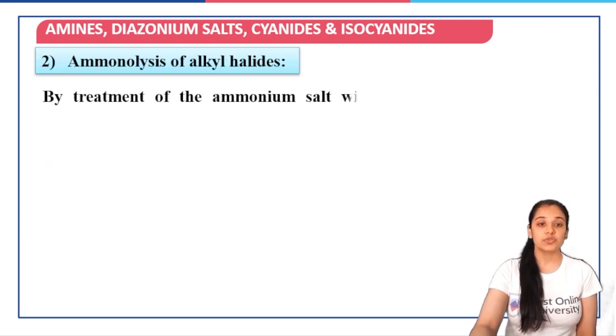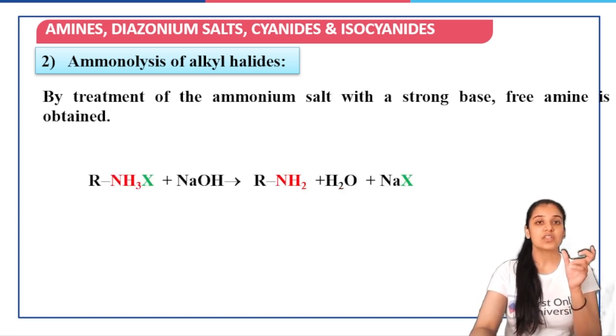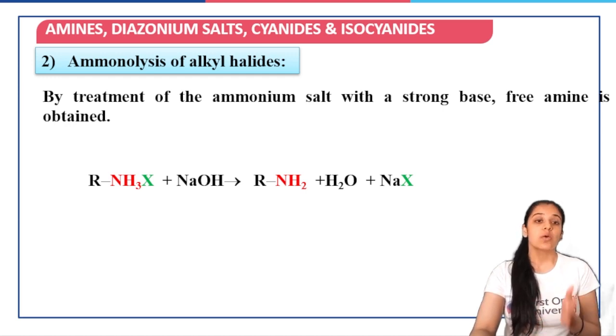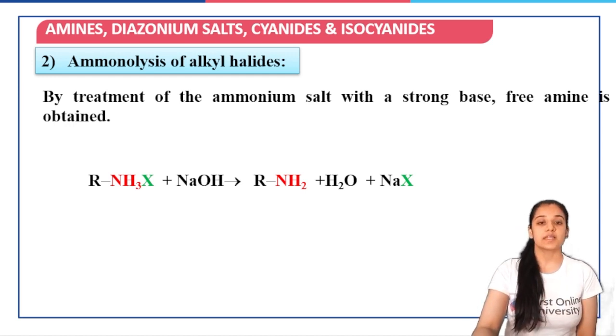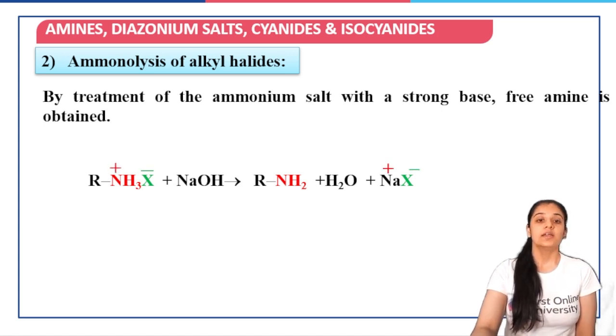Now, by treatment of the ammonium salt that we are getting with a strong base, free amine can be obtained. So we have the substituted ammonium salt, RNH3X. When we treat it with a base, that is NaOH, what we get is RNH2 plus H2O plus NaX. So we can get from the ammonium salt our primary amine as the free amine, right?